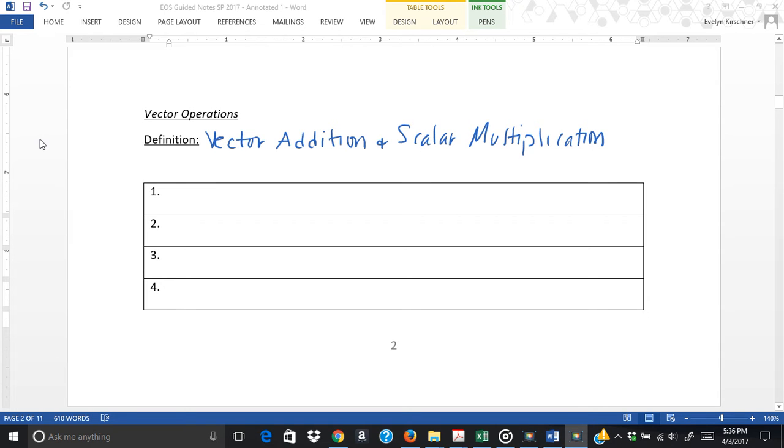Vectors are like other numbers and things that we have in math, and so we can add them and we can multiply by them. So I'm starting with my first definition of vector addition with scalar multiplication. So first of all, I had to define some vectors.